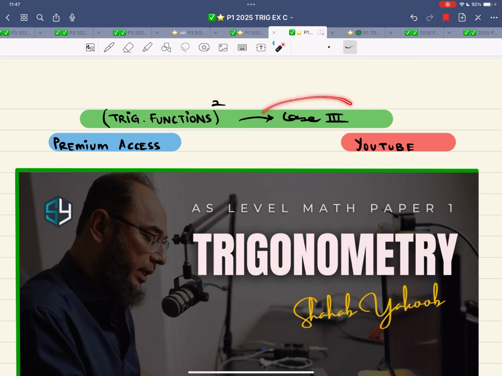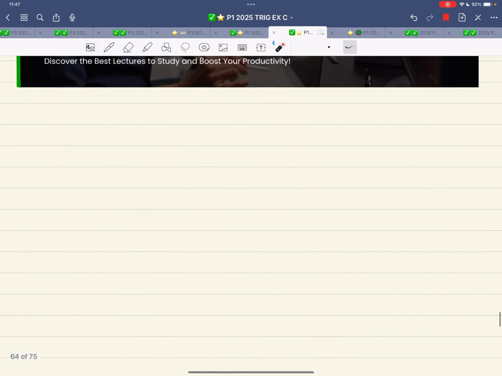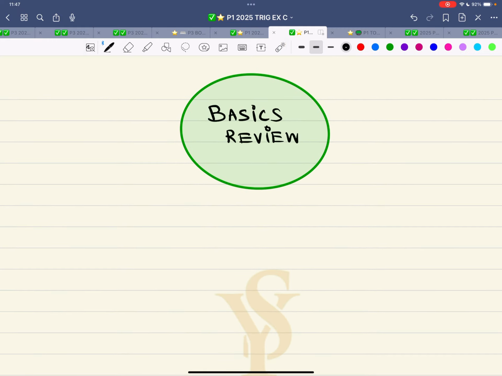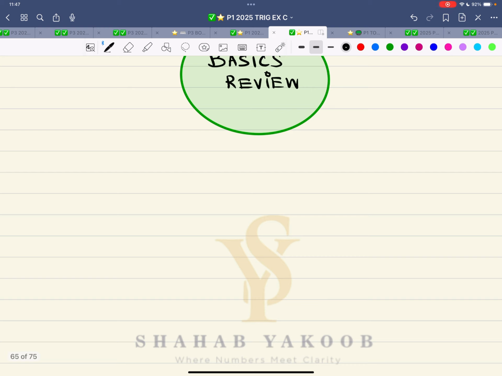So now let's look at the third type of sketches, which is about a trig function square. Let's go to the question that is labeled in red. And before that, let me just review the basics. That basic review is about the maximum and minimum values.